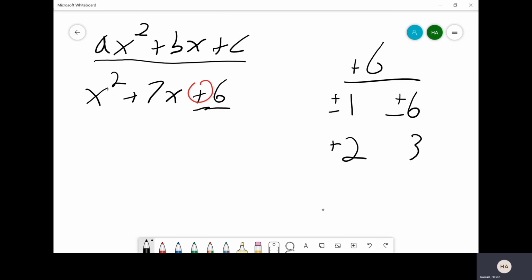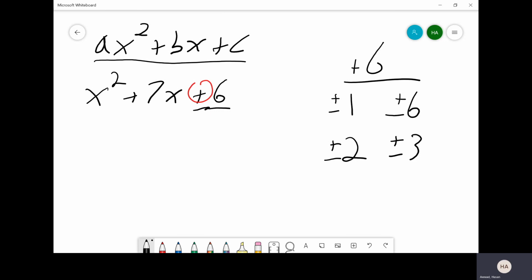And also you can follow that same line of logic for positive negative 2 or positive negative 3. Okay? So the idea here is that any of these pairs, positive or negative, could be the answer for what we're looking for. So that's our first step.